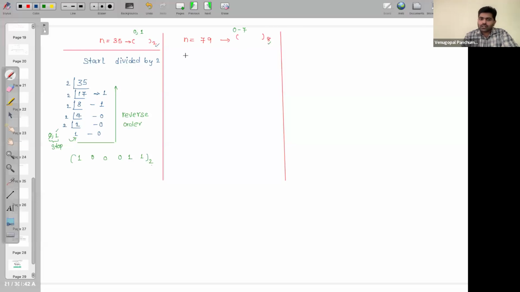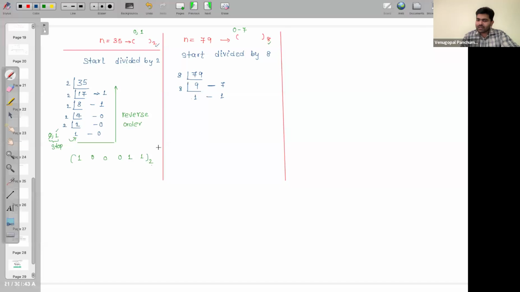So now what you need to do? Start dividing by 8. Now take this number 79 and start dividing by 8. How many times will 8 go into 79? Tell me someone. With 79, you will be getting 7 as the remainder. Now again repeat this process. How many times will 8 go? 1 time it will go. 8 1s are 8. What is the remainder? The remainder is 1.